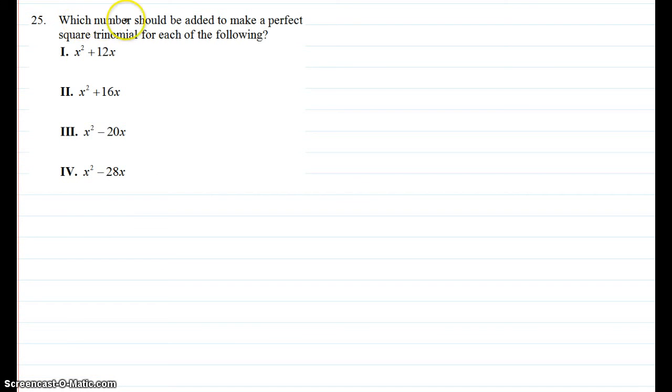Alright, 25, which number should be added to make a perfect square trinomial for each of the following? And so this is basically the first step when we complete the square.